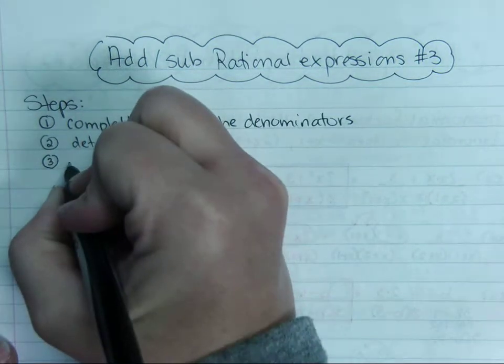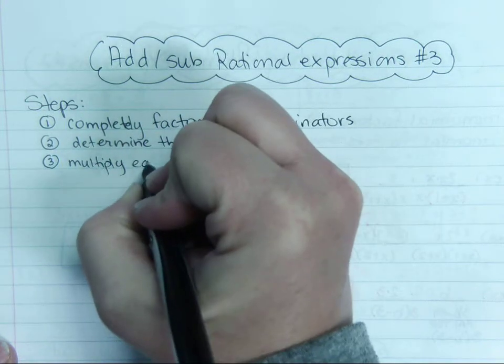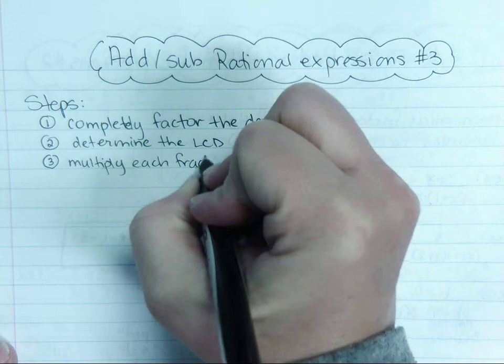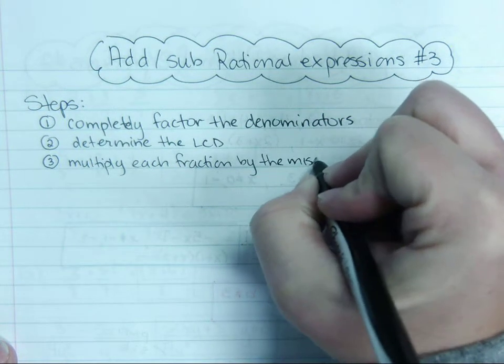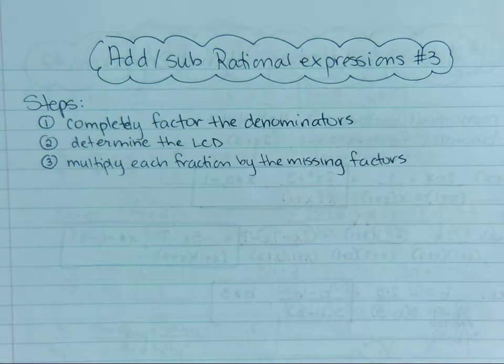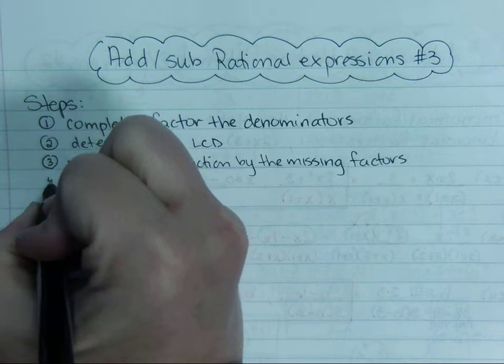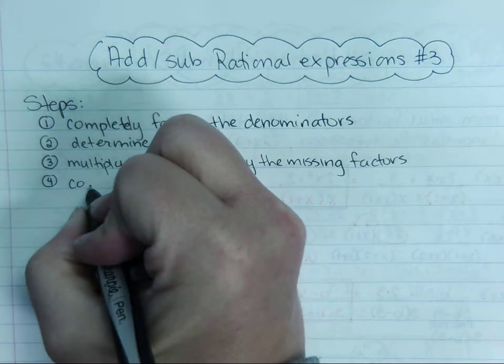So you're going to multiply each fraction by the missing factors. So that way we can make sure we're trying to get a common denominator for everything. So when you're multiplying, make sure that you remember to do the top and the bottom, so that way you can distribute and do everything you need to do to combine like terms in the top.